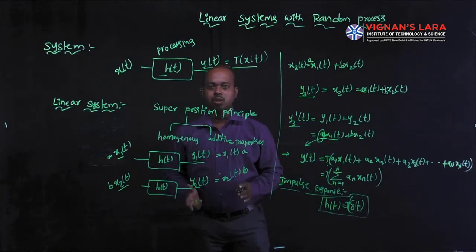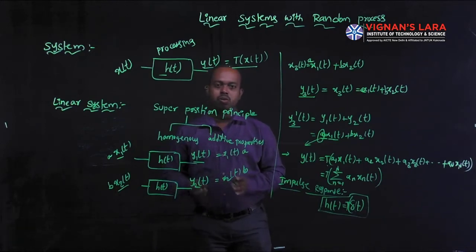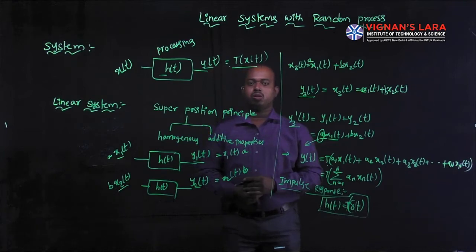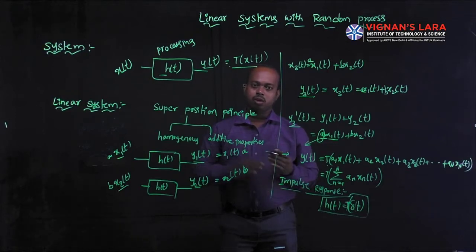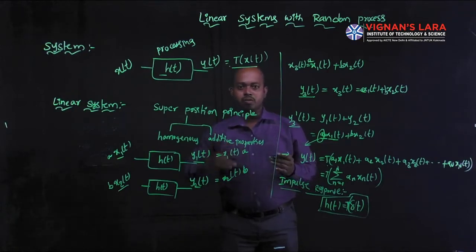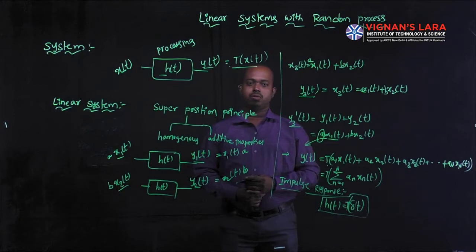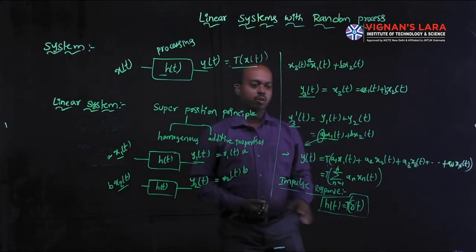The impulse response is a ratio of output by input. Otherwise, we can define the transfer function. The transfer function is a ratio of the frequency representation of the output divided by the frequency representation of the input. That is the transfer function. Now we are seeing that concept.